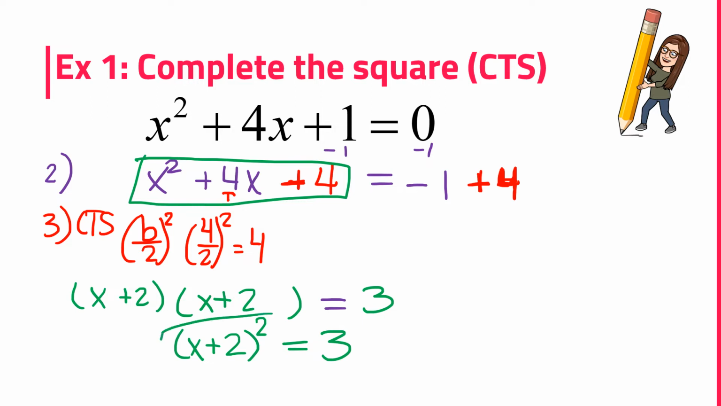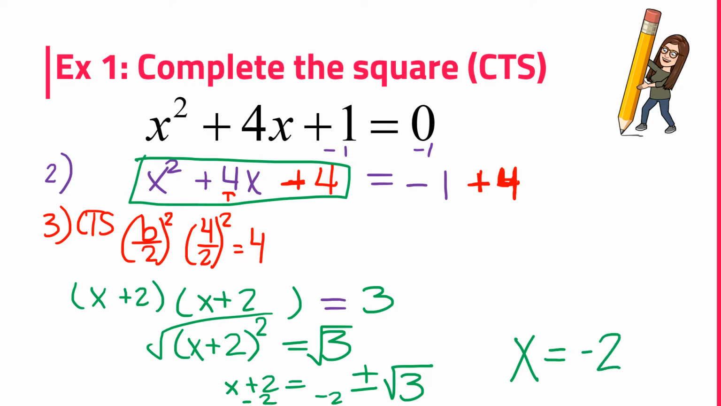I'm going to solve by square roots. I'm going to square root both sides, which gets me to plus and negative square root of 3. Reduce the radical if necessary. And my last step, I ran out of room here. I'm going to subtract that 2 to the other side. And remember how we write it out front. So I'm going to have a negative 2 plus or minus the square root of 3.